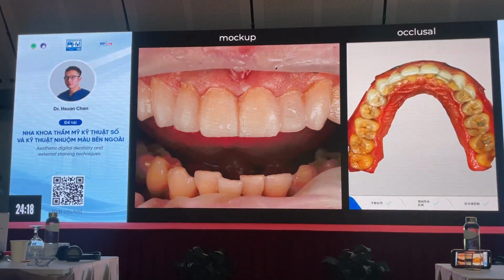So the first step we need to do is actually to insert the mock-up. The mock-up comes from the actual scan that we took in the consultation phase, and then with the DSD design, with the smile design, I transfer the smile design to the lab, so the lab can fabricate a 3D mock-up for me, which I will insert into the patient's mouth. So on the right, you can see this is the mock-up. And again, take a look at number 22. You'll see that the thickness of that tooth will be quite thick.